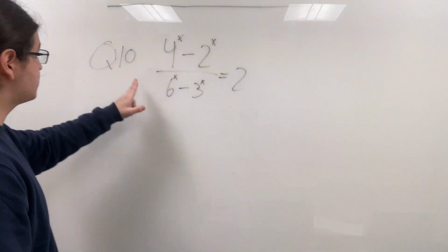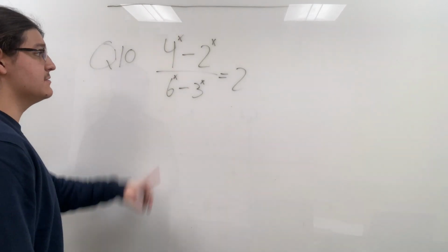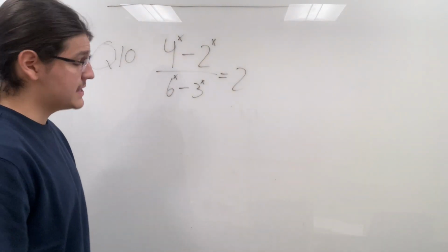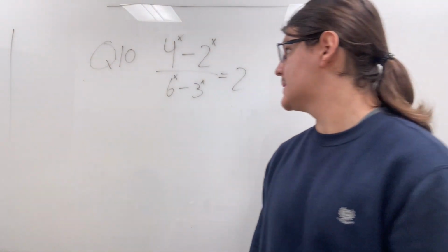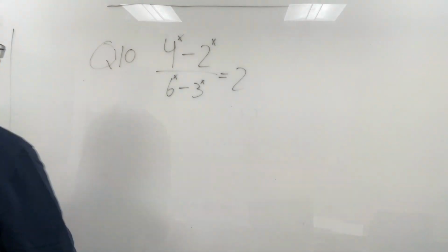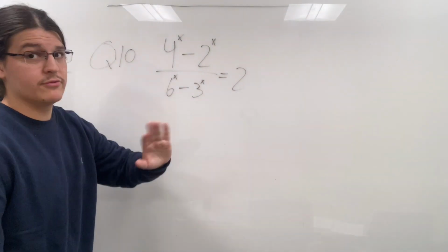Now, our next problem, question 10. 4 to the power of x minus 2 to the power of x, divided by 6 to the power of x minus 3 to the power of x, is equal to 2. We're getting pretty complex here, but trust me, this is going to be solved in a very beautiful way.